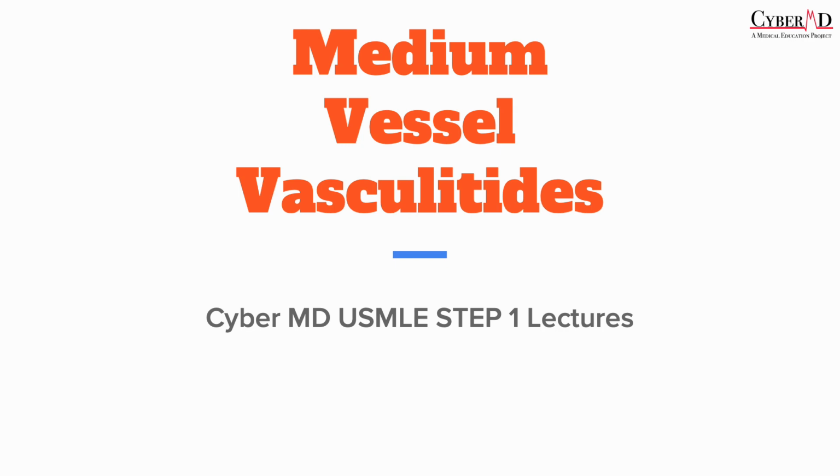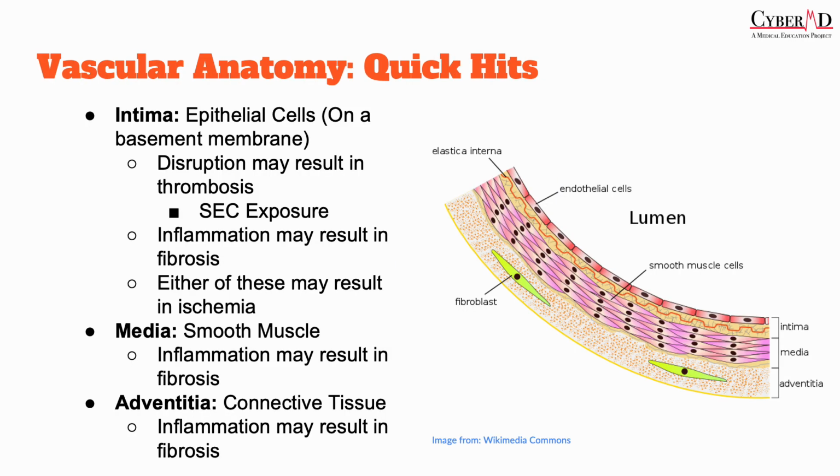Let's start with a quick review of vascular anatomy. The innermost layer is called the intima, which is made up of epithelial cells that rest on a basement membrane. Moving on to the middle layer of the vessel wall, known as the media, it's composed of smooth muscle cells. Finally, we have the outermost layer of the vessel wall, the adventitia, which is made up of connective tissue.